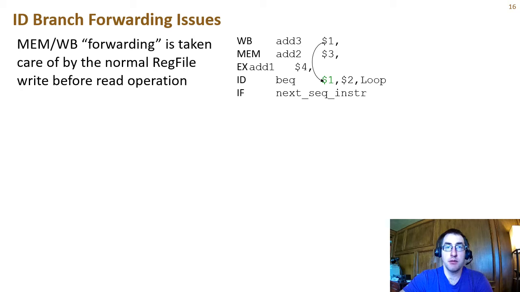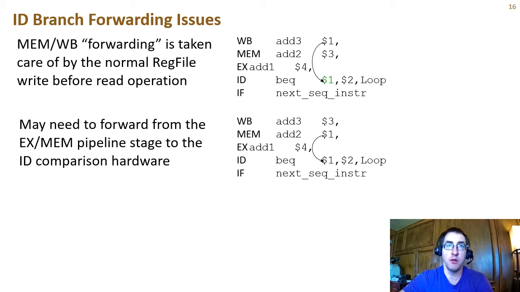So let's look at this branch forwarding, data forwarding problem a little bit more. The forwarding of values that are in the write back stage to the decode stage is handled already by the split register write and register read. By writing in the first half of the clock cycle and reading in the second half, you don't need to forward the value from the write back stage to the decode stage. So in this example, the write back to the $1 register will be ready when the branch instruction reads it in the register file.